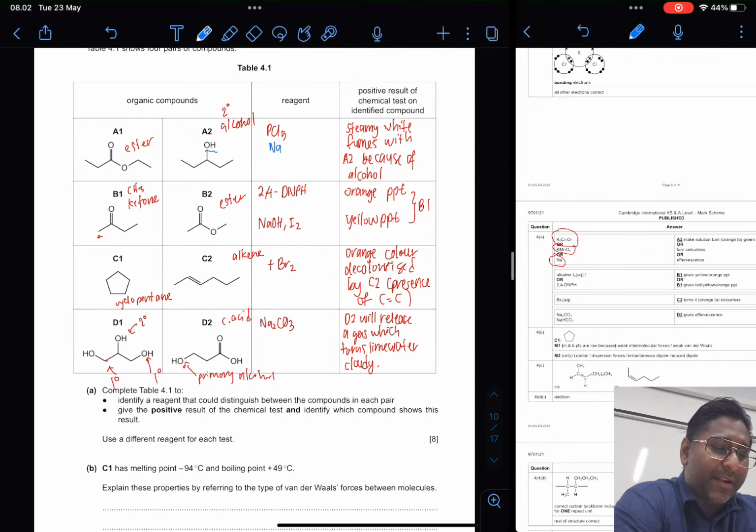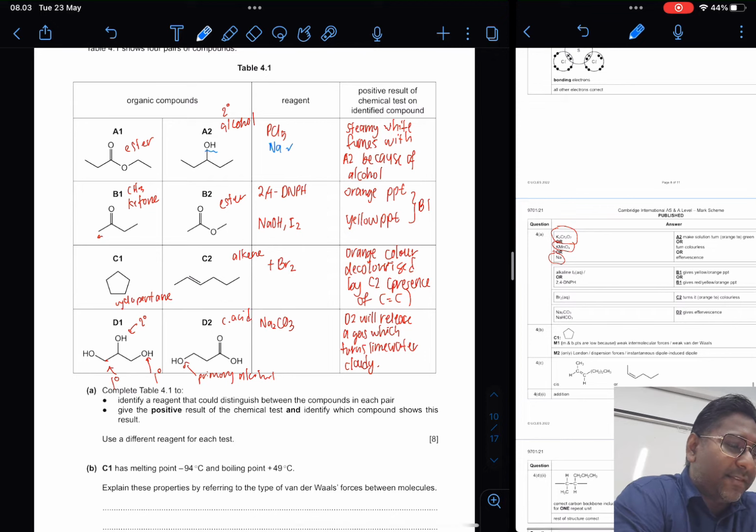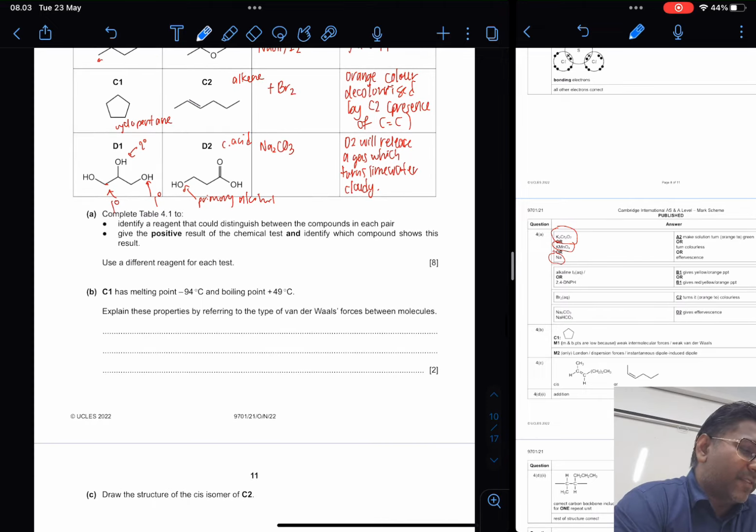If you use KMnO4, purple color will become colorless. K2Cr2O7, orange will become green. If you use sodium, then you will have hydrogen. That hydrogen gas is going to give the pop sound with a lighted wooden splint. So if you want to use that, it's okay. PCl5 is still correct. It's a reagent to find out the presence of OH.